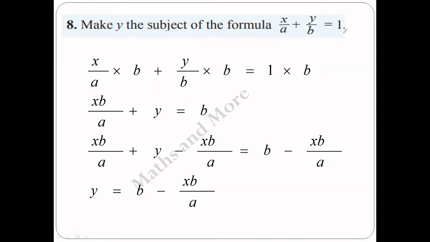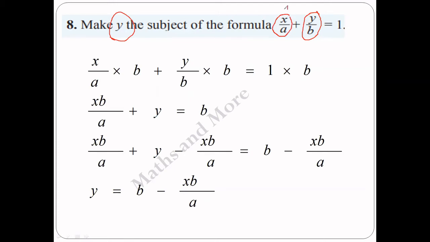In this one, 1 is the subject, but you want to make Y the subject. Y should be the subject. So Y should be alone in left or right. So how to do that? That means you have to keep only Y over B. How many terms are there in the left? Only 2 terms are there in the left. One is X over A.